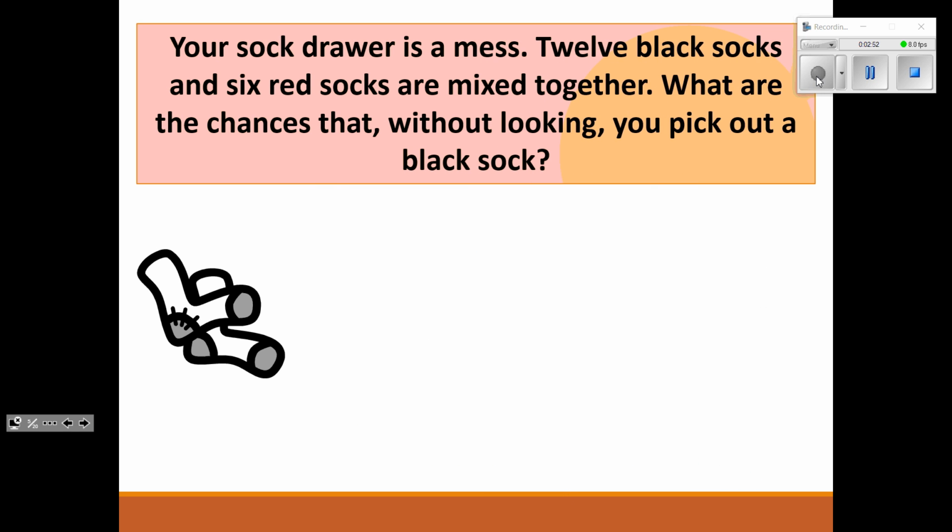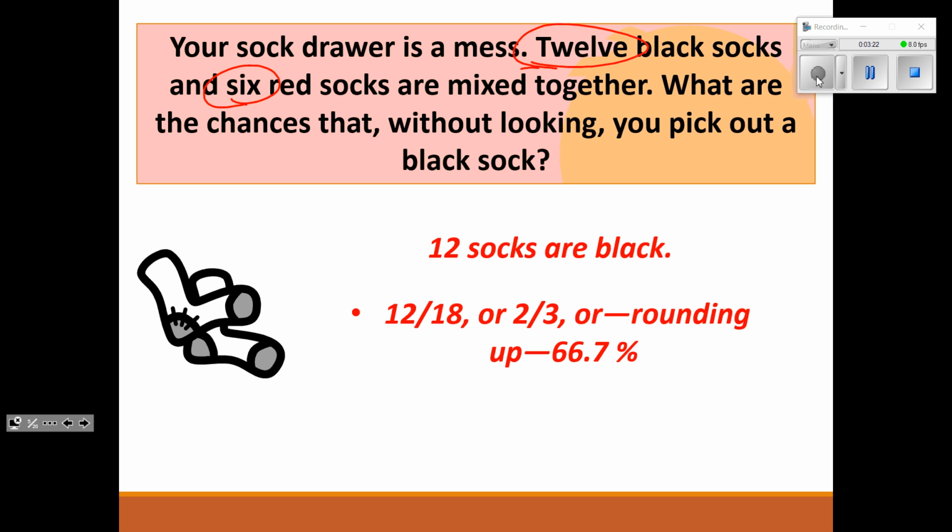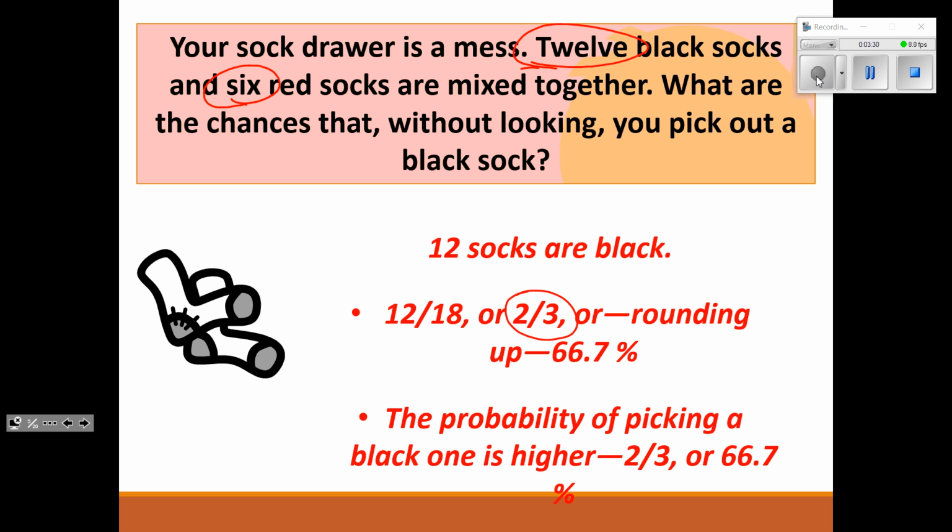Your sock drawer is a mess. 12 black socks and 6 red socks are mixed together. We have the same scenario, so our total number of socks is 18, so that goes on the bottom. What are the chances that without looking you pick out a black sock? Well, this time on top we're going to put the number of black socks, which was 12. So you simply write 12 to 18. 12 out of 18 chances that you're going to pull out a black sock, and you can write that as a fraction or as a percent or as a decimal. If you simplify 12/18, it is 2/3, and that would be 67% if you round it up to the nearest whole number.